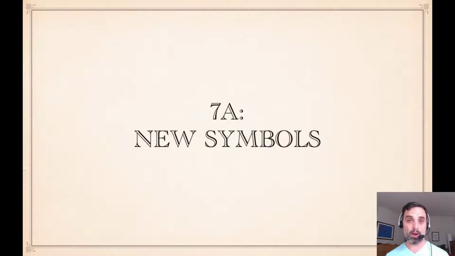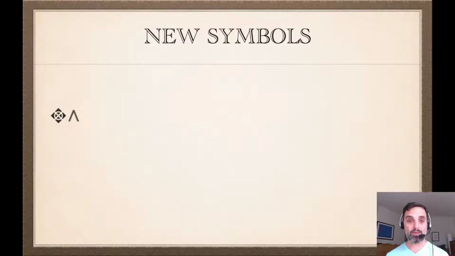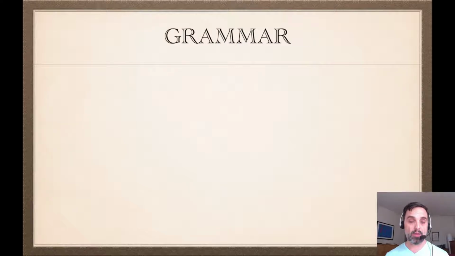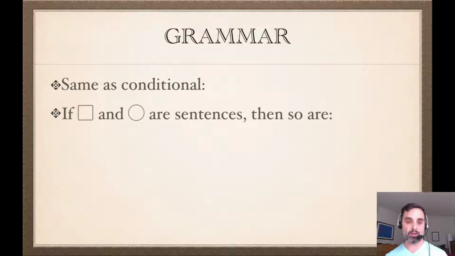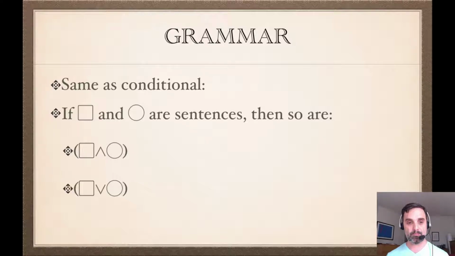We're going to learn their grammar and meaning, and what the inference rules for the new symbols are. And in this video, I'm going to introduce the new symbols and their grammar. So we have three new symbols. We have the wedge, the V, and the double arrow. The grammar for these all is exactly the same as the conditional. So if square and circle are sentences, then we have three more sentences, namely parenthesis, square, wedge, circle, parenthesis; parenthesis, square, V, circle, parenthesis; and parenthesis, square, double arrow, circle, parenthesis.